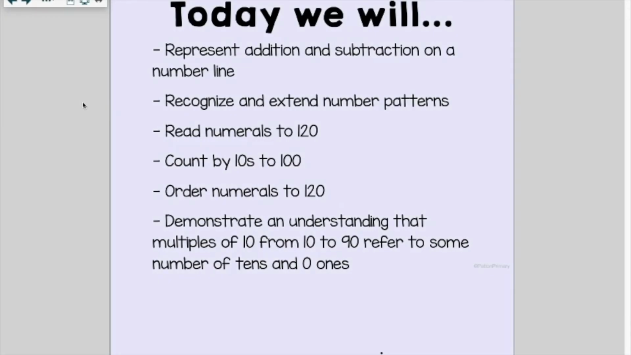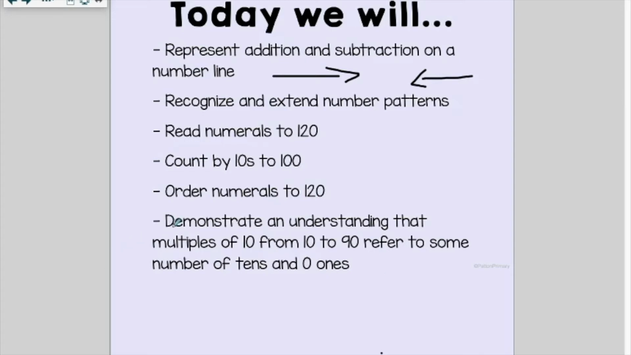In this lesson, we have a couple learning goals. So here are the learning goals for today. Today we will be able to represent addition and subtraction on a number line. We've been learning that when you go forward on a number line, you're adding, and when you go backwards on a number line, you are subtracting. You're also going to be able to recognize and extend number patterns. You're going to read your numerals, your numbers to 120. You're going to count by tens to 100, so starting at 0, you will be able to count 10, 20, 30, 40, 50, and so on all the way to 100. You're also going to be able to order your numbers to 120.